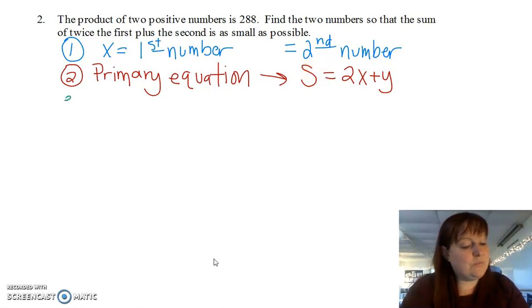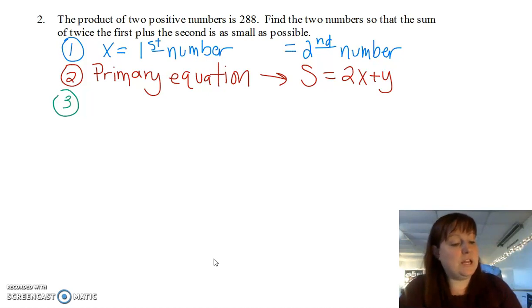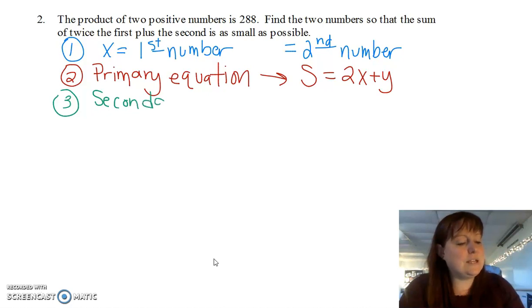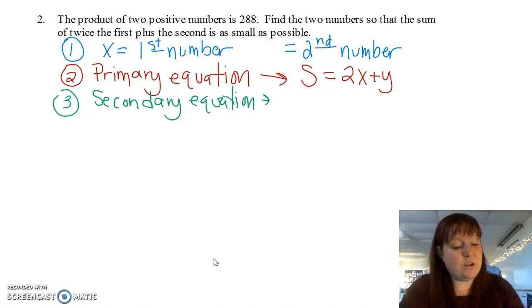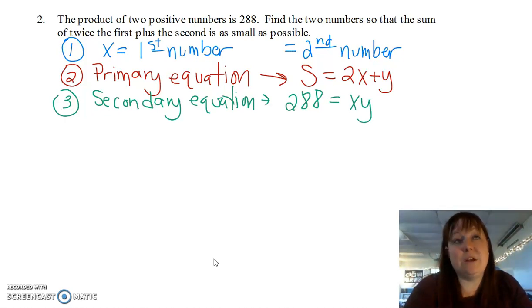Step number 3 is that we rewrite with only one variable on each side. This may require a secondary equation, and almost always it's going to require a secondary equation. So what is our secondary equation? How else do we know that x and y are related to each other? We look at this and it says the product of the two numbers is 288. So those are related to each other: when I multiply the two of them together, I'm going to get 288. So that's my secondary equation.